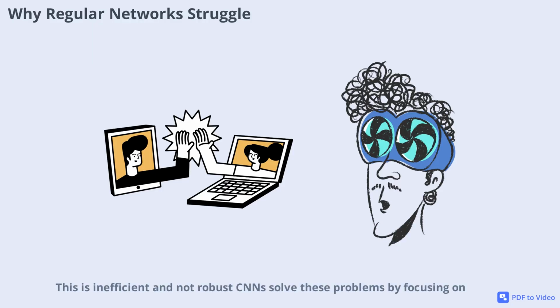CNNs solve these problems by focusing on local patterns and relationships between nearby pixels, making them much smarter and more adaptable for visual tasks. Let's see how they do it.